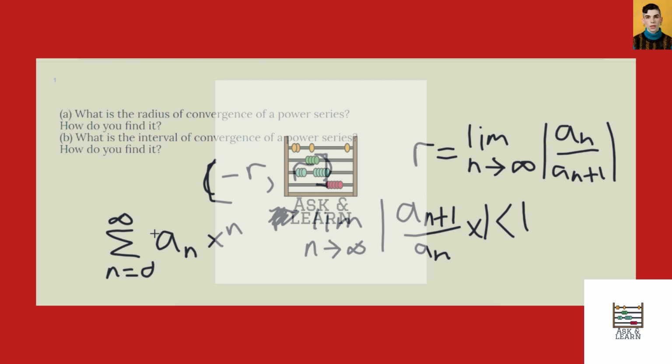Unclear whether or not this should be open or closed here. Unclear whether or not this should be open or closed. But you just have to check the endpoints separately. So take minus r, plug it into your sum, figure out whether or not you get convergence or divergence. If you get convergence, then you'd want to include that in your interval of convergence. If you got divergence, then you'd leave this part open. And similarly, you'd have to check r, figure out whether or not that should be included or thrown out.